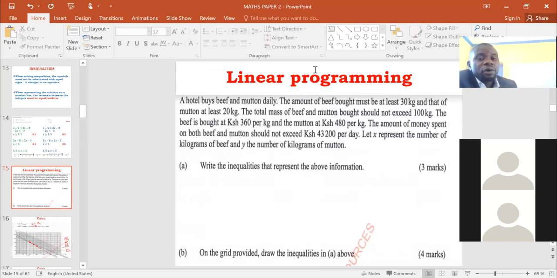Now, inequalities are also used in linear programming. And linear programming is a question in a particular area that is highly tested again in paper 2, I think almost every year. That's an example of a question that was set in, I think, 2017.